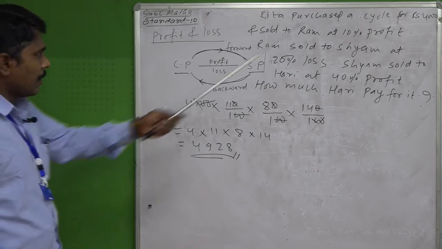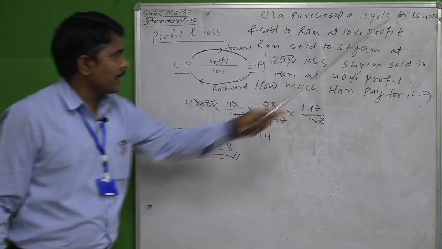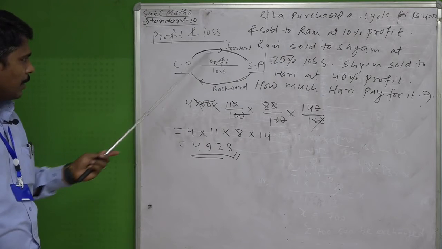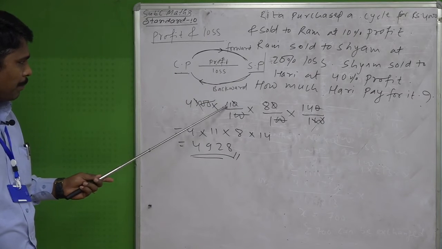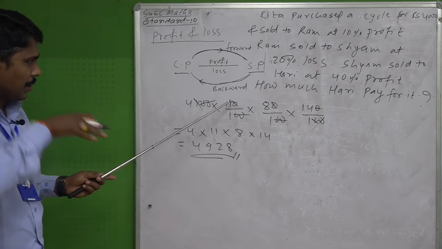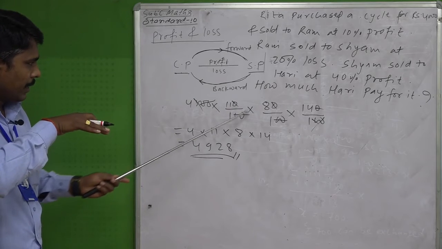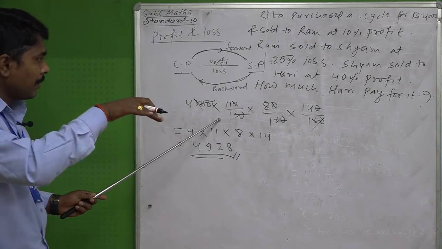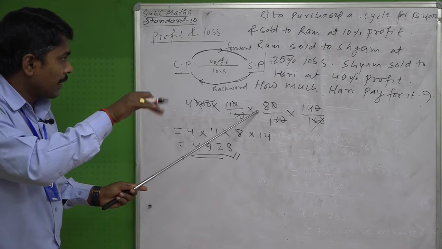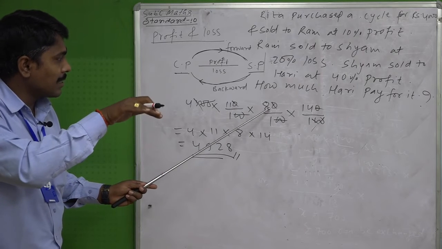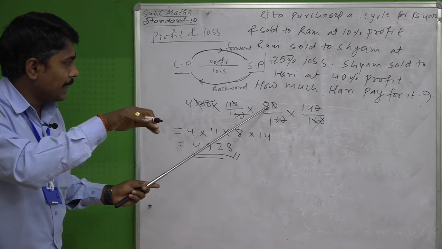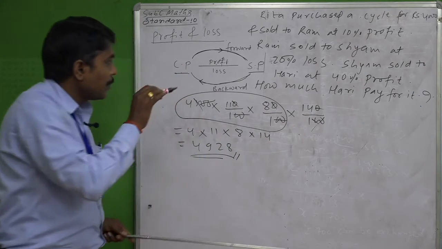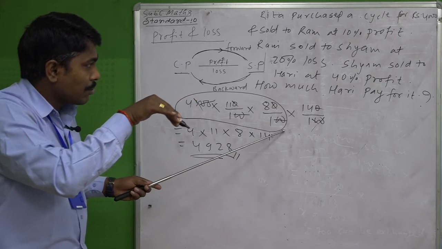See here, purchase means this one is the cost price, and profit 10% by forward calculation. Profit means up, forward means plus, so 100 plus 10 by 100. This one is now the total CP for whom? Ram. Now Ram sold to Shyam, then loss means minus, 100 minus 20, then 80 by 100. Now this part is the CP for whom? Shyam. Now Shyam sold to whom?